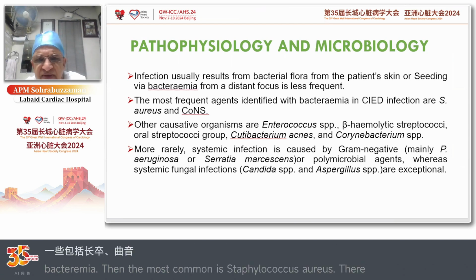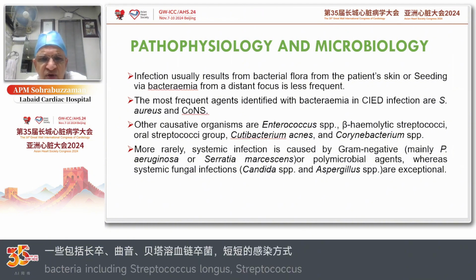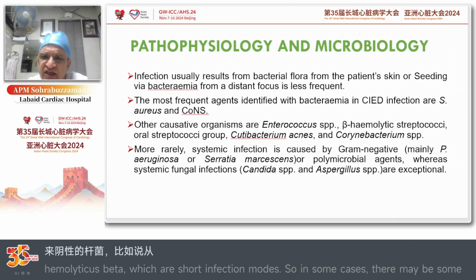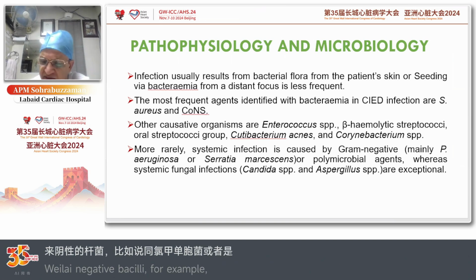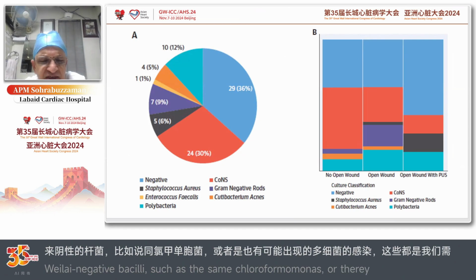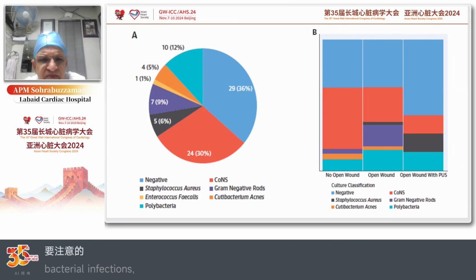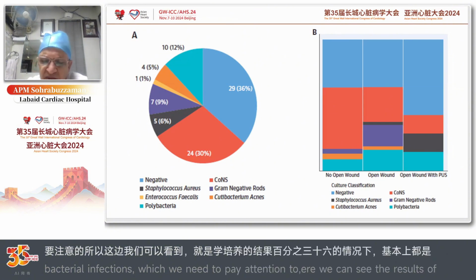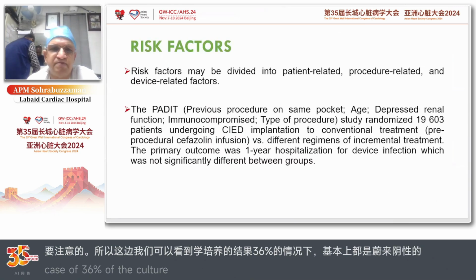More rarely, systemic infection is caused by gram-negative organisms, mainly Pseudomonas aeruginosa or Serratia marcescens, or polymicrobial agents, whereas systemic fungal infection, Candida and Aspergillus infections, are exceptional. This is one of the findings of what cultures yield. In 36% of cases there is negative culture, and in 30% there is coagulase-negative Staphylococcus.